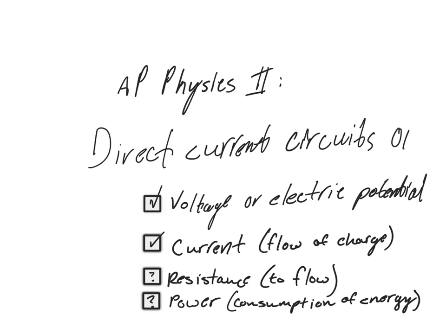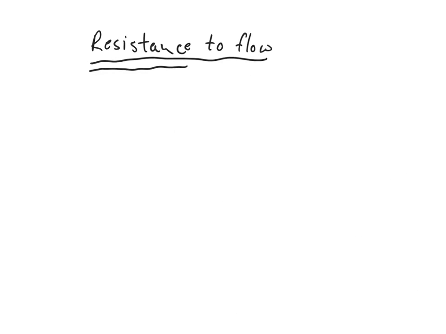So now that we've discussed voltage and current, we need to discuss resistance and power before we can move on to discussing how to examine simple circuits. Resistance is exactly what it sounds like. It's the resistance of the current to flow through a circuit.